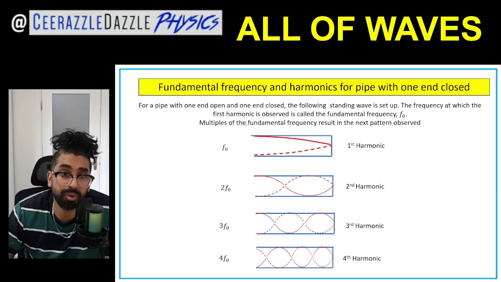Then the last one is harmonics for an open-ended tube and a closed-end tube over here. So at the end, it's going to be an antinode.